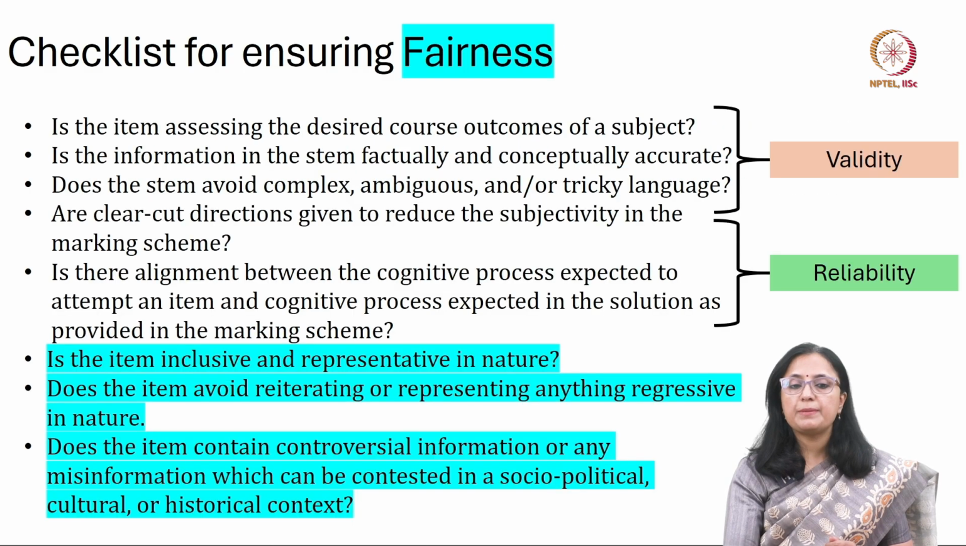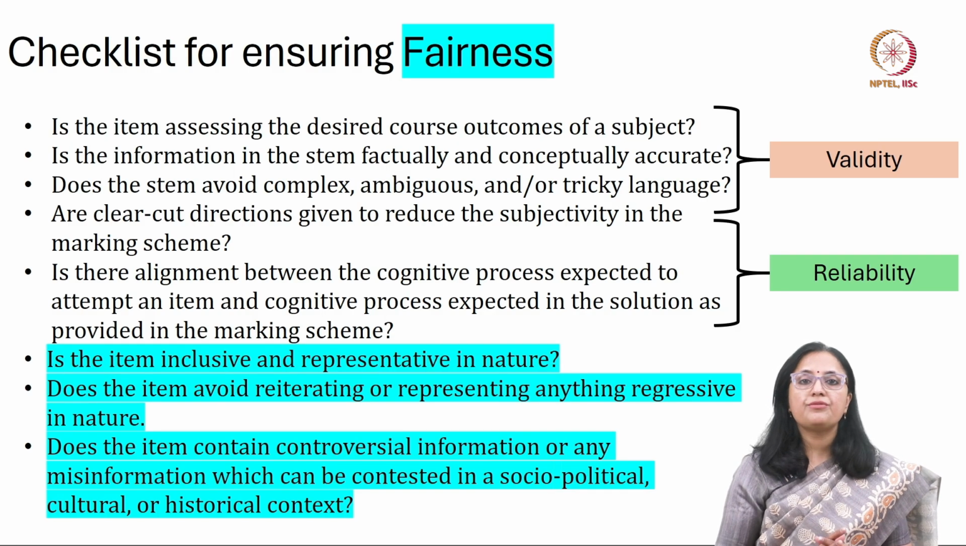The third quality aspect is with respect to fairness. In this case, we are trying to assess if the item is inclusive and representative in nature. We are also seeing whether the item avoids reiterating or representing anything that is regressive in nature. And the last is, does the item contain controversial information or any misinformation which can be contested in a socio-political, cultural or historical context? So all these three checklists are related to any sort of bias in the constructed response question.